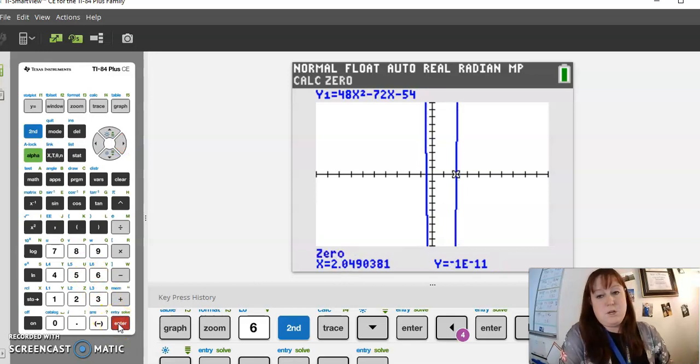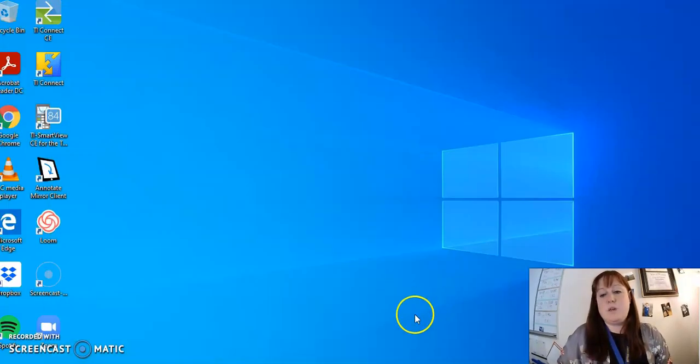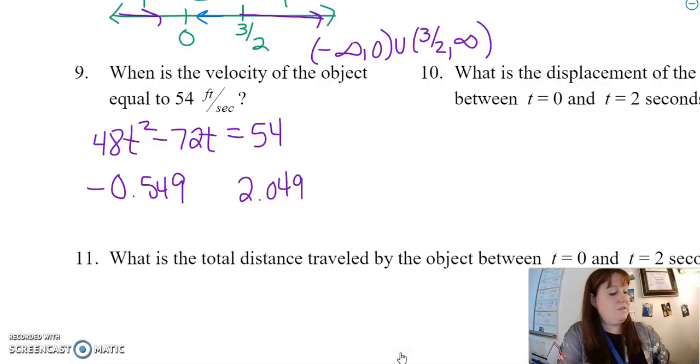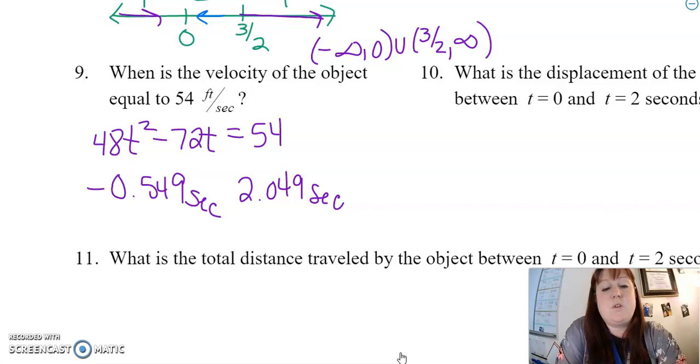And 2.049. All right, so if we go back, we just need to make sure that we label those properly. So this is seconds, and this is seconds because we just found what t values make that true. So it's at those 2 different seconds. Our velocity is exactly 54 feet per second.